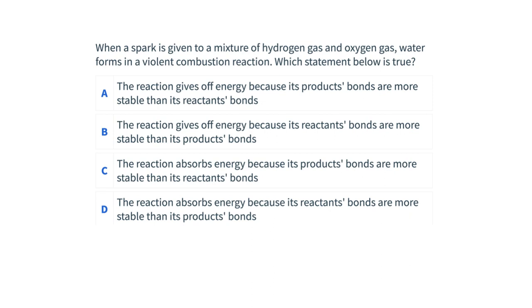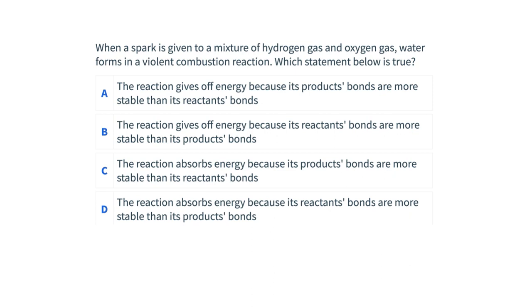Does the reaction give off energy because its products' bonds are more stable? That's another way of saying stronger than the reactants' bonds. Does the reaction give off energy because its reactants' bonds are more stable than its products' bonds? Or does the reaction absorb energy, because of something to do with the reactants versus products bonds? So first off, is energy being given off in this reaction, or is it being absorbed?